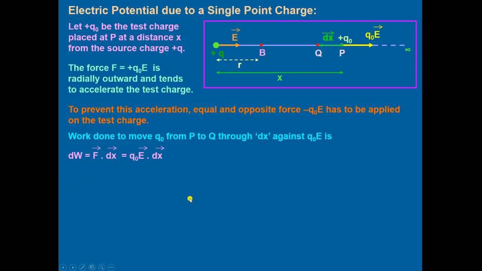Small work done for the small displacement, dW, will be equal to F dot dx vector, where F is equal to q naught E, so q naught E dot dx, which is a vector quantity. In scalar terms, it comes out to be dW equal to q naught E dx cos 180 degrees. dx is in this direction and force is acting outward. They have an angle of 180 degrees, and cos 180 is equal to minus 1, and that gives dW equal to minus q naught E dx.